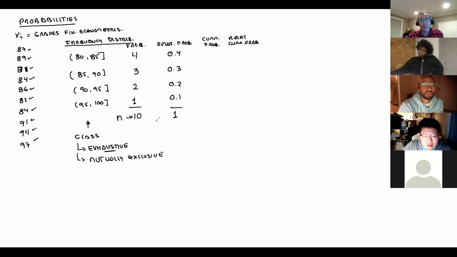Correct? Now, what is the cumulative frequency? Well, you simply start accumulating the frequencies. The first one is 4. The second one is going to be 4 plus 3, 7. The next one is going to be 7 plus 2, is 9. And the last one, 9 plus 1, is 10. Another trick, the last one should be equal to the number of observations.